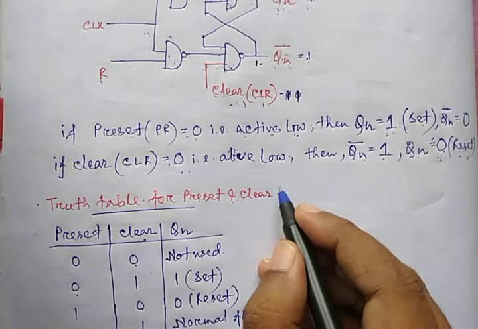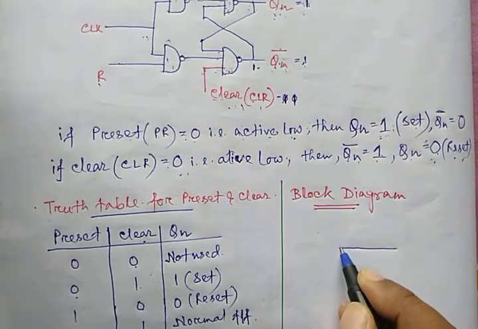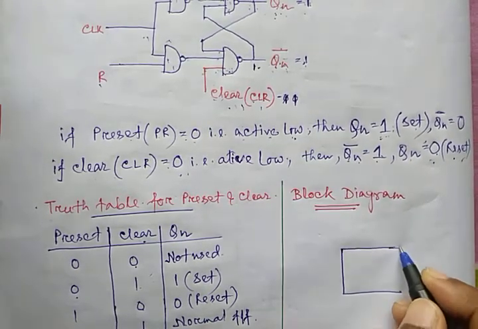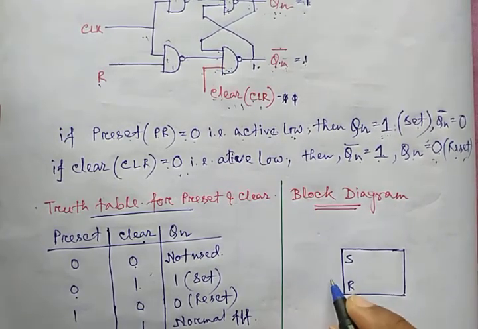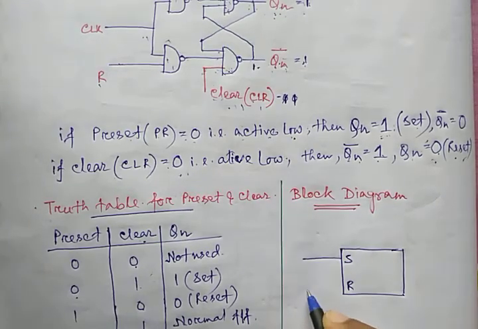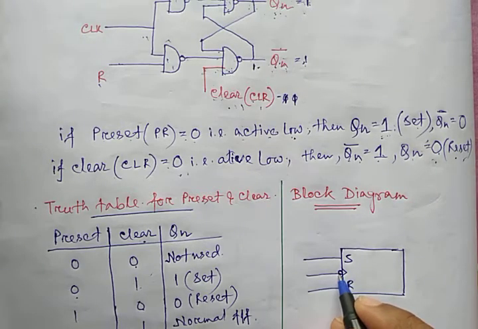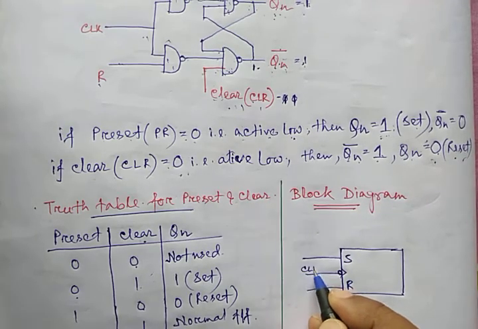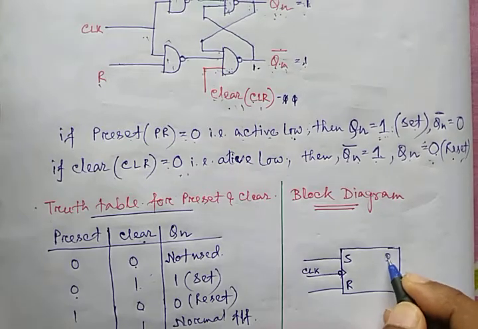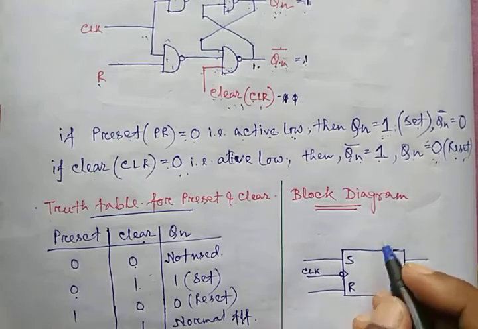Now the block diagram. This is our SR flip-flop. This is input S, R, and we know this is the clock. If it is negative edge triggering, there must be a bubble to show that it is negative edge triggering. If it is positive edge triggering, then this bubble is not needed. So this is our clock, and our two outputs, one is Qn, other is Qn bar, and preset.